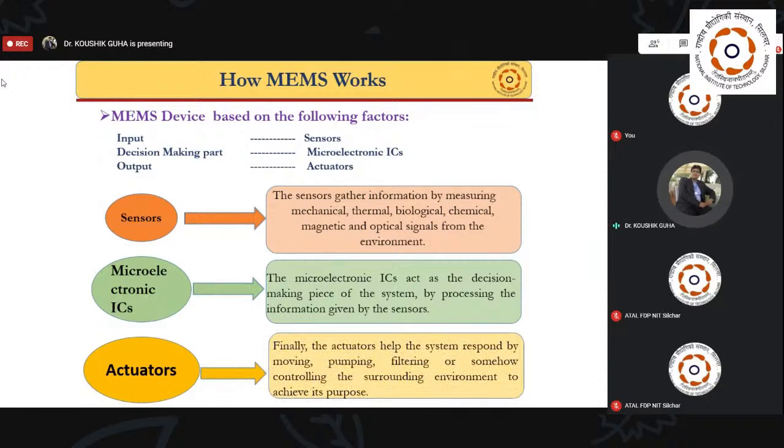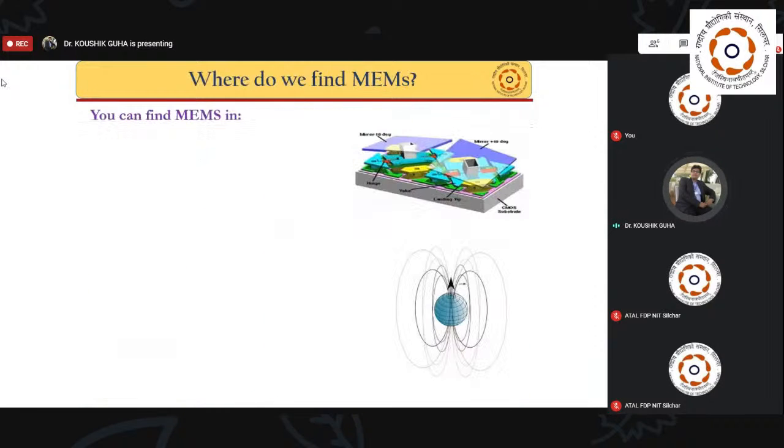The actuator helps the system to respond by moving, pumping, or filtering, or somehow controlling the surrounding environment to achieve its purpose. So if we successfully design and integrate all these three factors, then obviously we can develop a successful and good novel MEMS device.